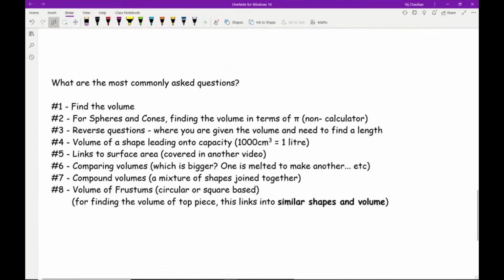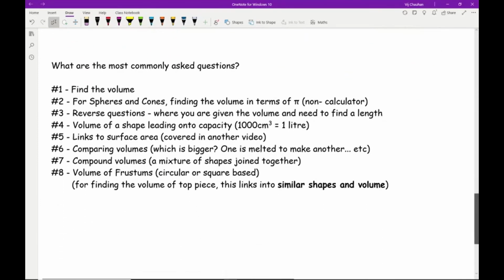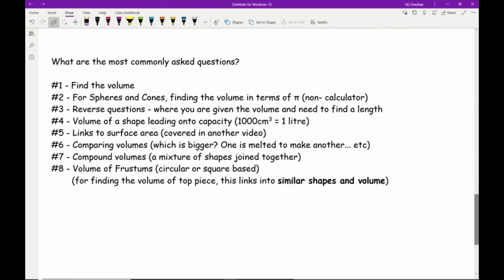Another question I usually get asked is what are the most commonly asked questions relating to volume of complex shapes. So the first one is finding the volume as per the formulas mentioned above, and I strongly recommend you make a note of those formulas. The second one is when you're working with spheres and cones, finding the volume in terms of pi. So this is where you won't necessarily need a calculator. The radiuses and the lengths will generally be nice numbers, and you can then use your pi to work it out. The third type is reverse questions.